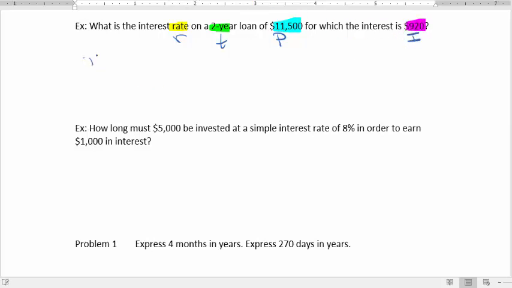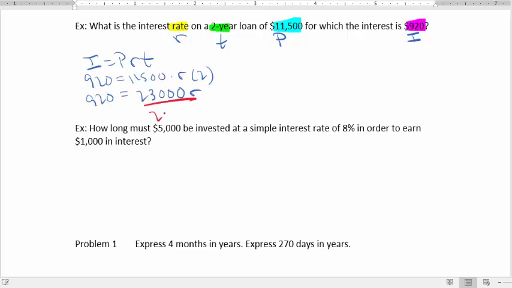So you again just rewrite I equals PRT, substitute all these values, and now on the right side you multiply 11,500 and 2, so you get 23,000 R equals 920, and then you just divide both sides by 23,000.